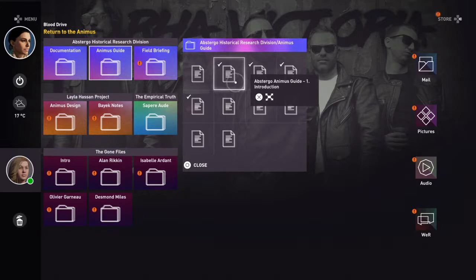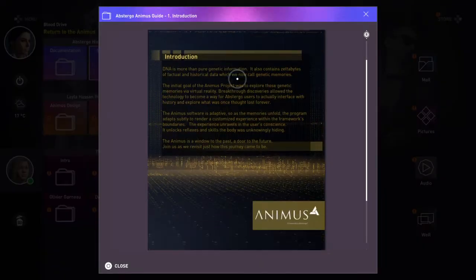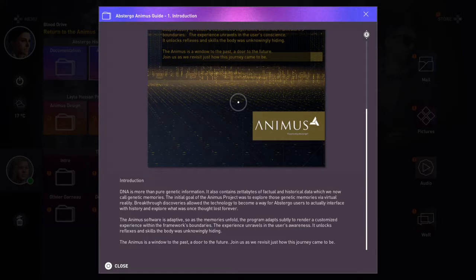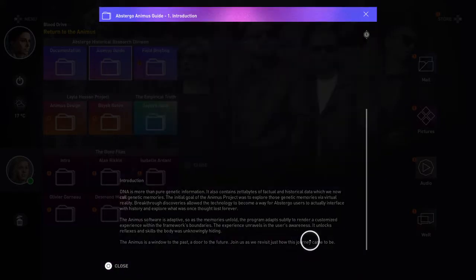In which case, this is just very interesting. So we'll go ahead and read through some of this stuff. This is just introducing what the Animus is. DNA is more than pure genetic information. Zettabytes of factual historical data, which we now call genetic memories. Kind of what I just explained. The initial goal of the Animus project was to explore those genetic memories via virtual reality. If you've played any of the Assassin's Creed games, you know about this. Then here, this is interesting. The Animus is a window to the past, a door to the future. Join us as we revisit just how this journey came to be.